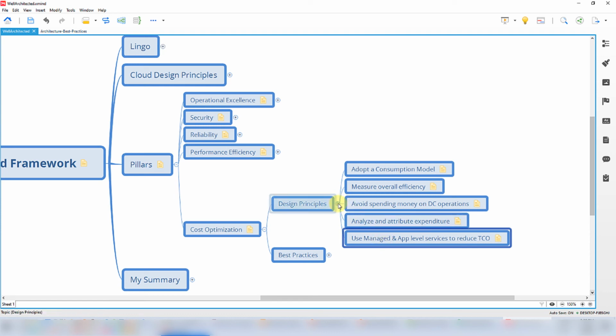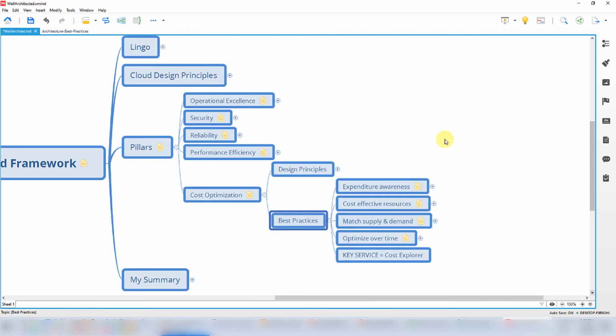Let's look at best practices associated with cost optimization. Be aware of your expenses. Monitor and attribute costs to different organizations. This encourages behaviors that optimize costs. Use cost-effective resources. Right-size your resources for the workload. For example, a small server running for 5 hours versus a big server running for 1 hour. The small servers for 5 hours are likely to be cheaper. Use managed services, which come at a lower cost compared to self-managed services.